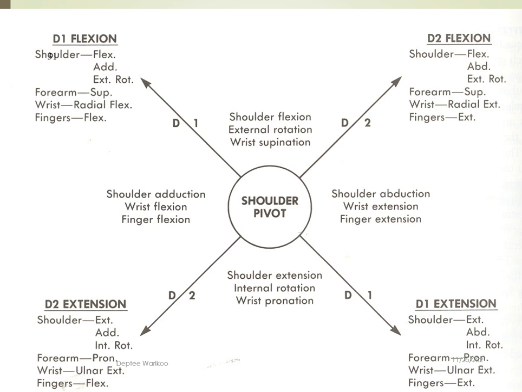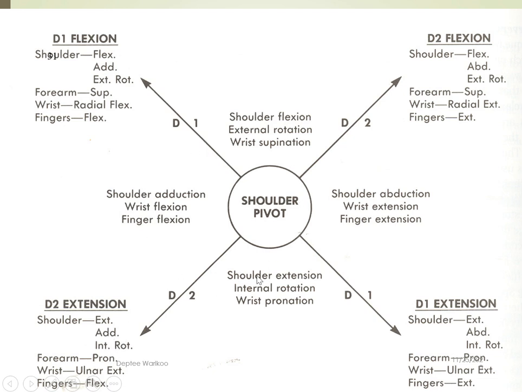If we see in this diagram, we could see that D1 flexion pattern, which is a flexion pattern with adduction and external rotation, ends up in D1 extension pattern, which is the extension abduction in internal rotation. Similar way, the D2 flexion pattern, that is the flexion abduction pattern, ends up in D2 extension pattern, that is extension adduction and internal rotation.